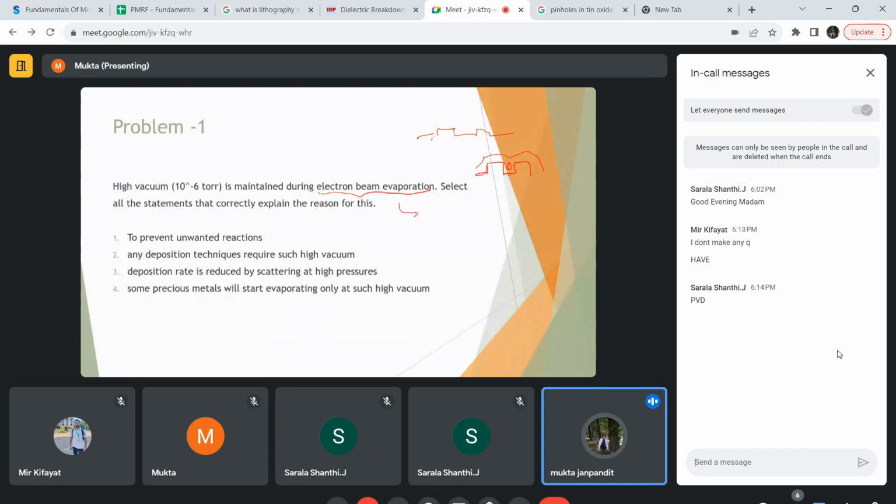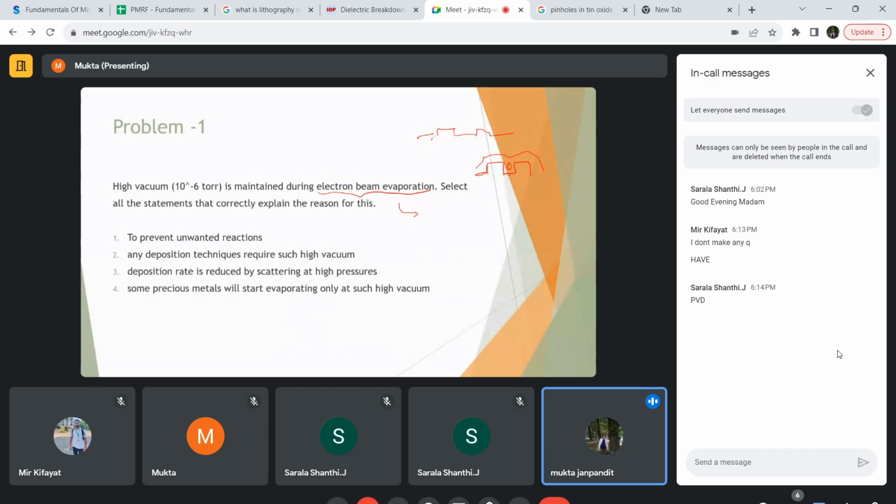Like the name suggests, we usually have some material that we want to deposit on a substrate. If this is my substrate and I want to deposit some film on it, I'll basically have some material that I want to evaporate. So it will evaporate and deposit on the film.